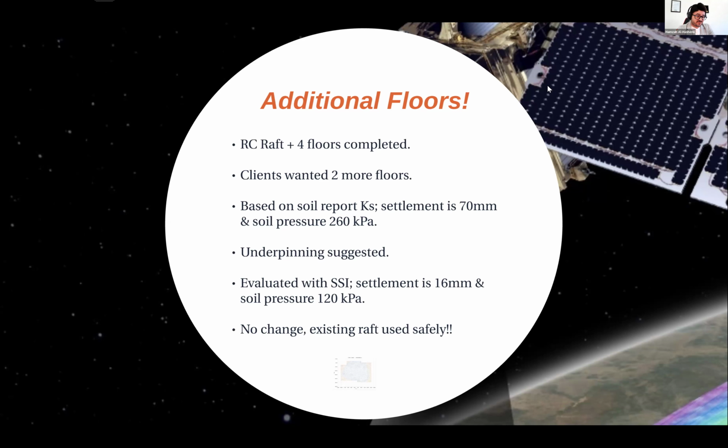So they found out that the KS subgrade reaction modulus value used in that project resulted in a settlement of 70 millimeter and a soil pressure of 260 kPa, which is more than the allowable limits as per the soil reports. However, when we did the numerical modeling for that case, we found that the settlement is barely 16 millimeter with the addition of the two floors, and the saving was huge.